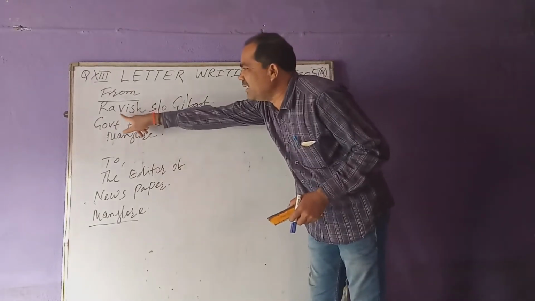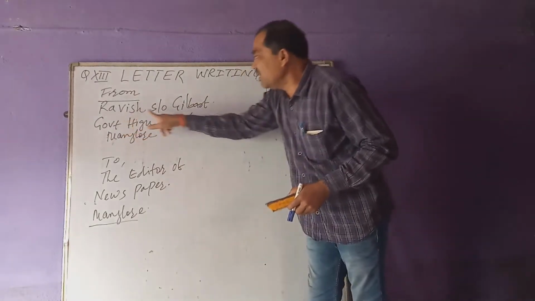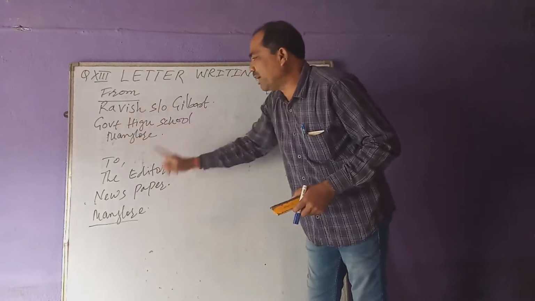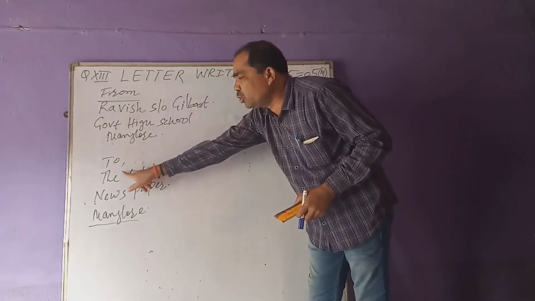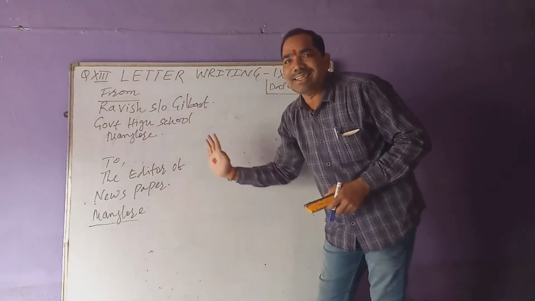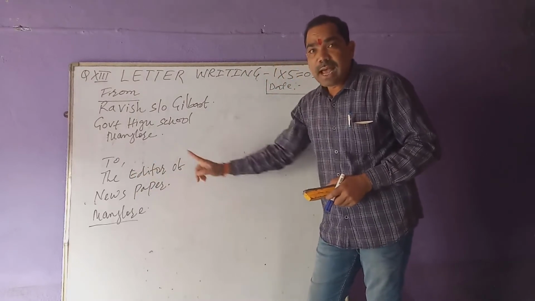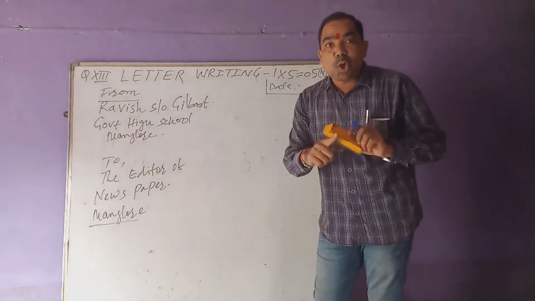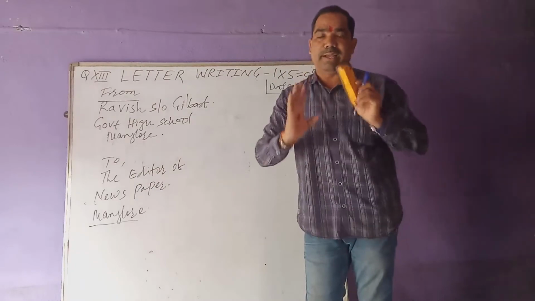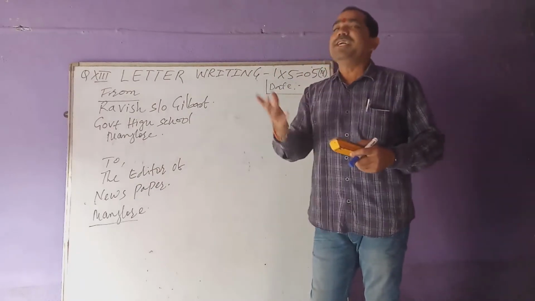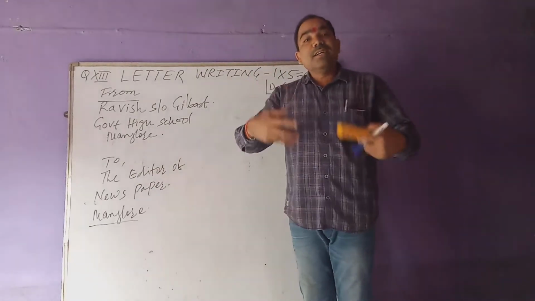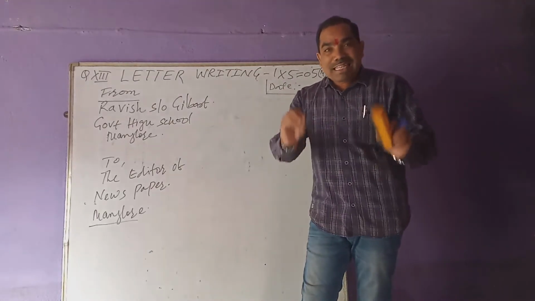Understand, so how it is: Ravish, son of Gilbert, Government High School Mangaluru, and the address of the person to whom you are going to write a letter, that is the second step. What is the second step? Write the address, of whom? Of the person to whom we are writing the letter. Now what to do? The third step. What is the third step? The third step is the subject.